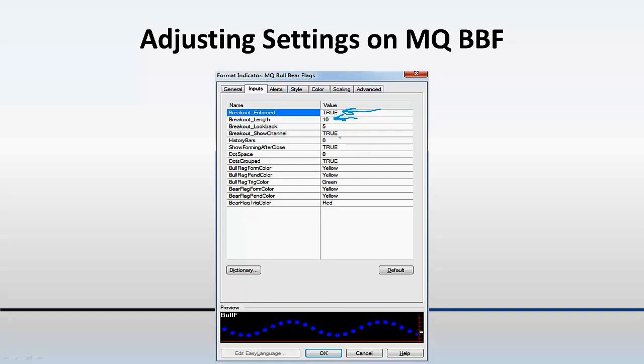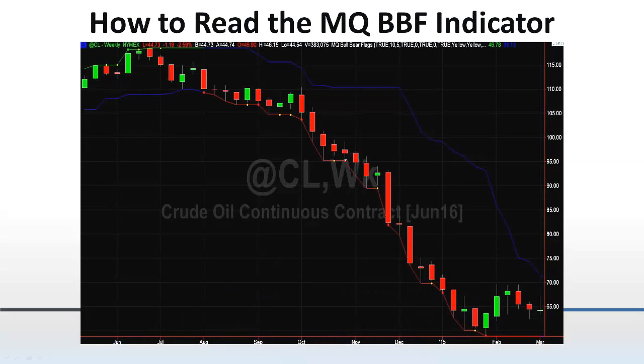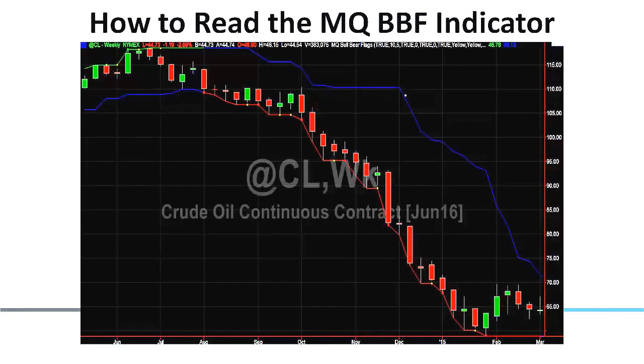If you have breakout show channel set to true, then it's going to show you where the channel is, so you can see the breakout logic that's being applied. So what does that look like? This is that same crude oil chart, and I just turned on the breakout channel so you can see it. The line will change to red if we're looking for bear flags. It'll change to green if we're looking for bull flags. Red means it has hit a new low over the past 10 price bars. So we've had the lowest low over the past 10 price bars, and that means we're only looking for bear flags. So bear flag, bear flag, bear flag.